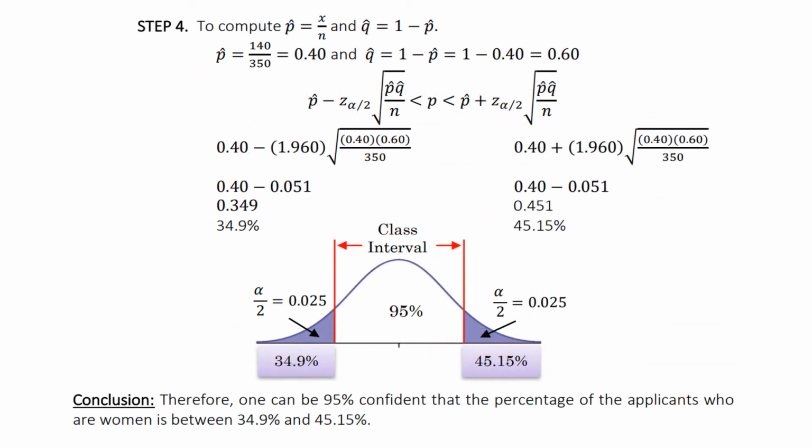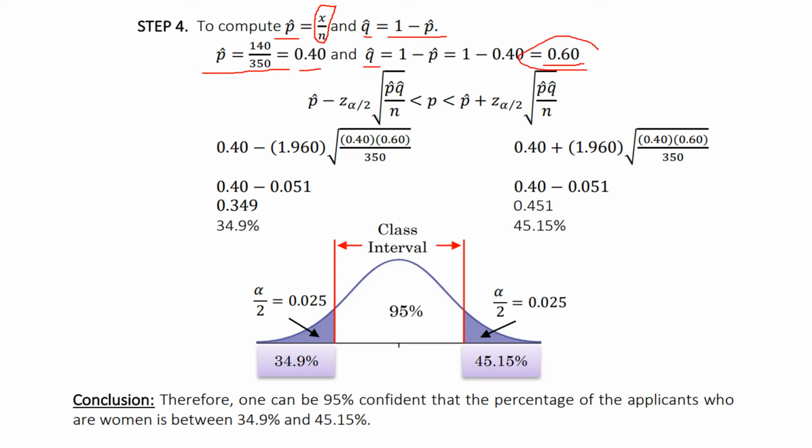So for step number 4, to compute your p hat, your p hat is equal to x over n, and your q hat is equal to 1 minus p hat, because your p hat plus q hat is equal to 1. So your p hat now is equal to 140 over 350, that will be 0.4. Your q hat now is equal to 0.6.